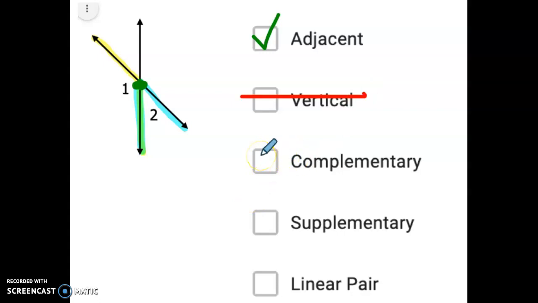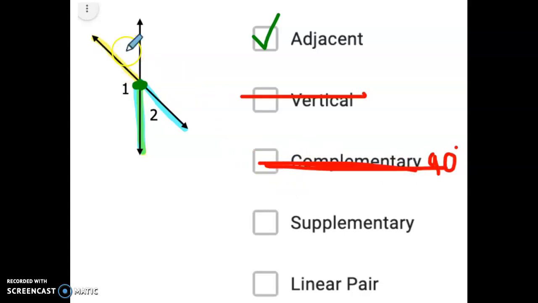The next one, two angles are complementary if they add up to 90 degrees. So if we look here, we want to see, do angle 1 and angle 2 form a right angle? It doesn't look like it. It actually looks like they form a straight line, so they're not going to be complementary.